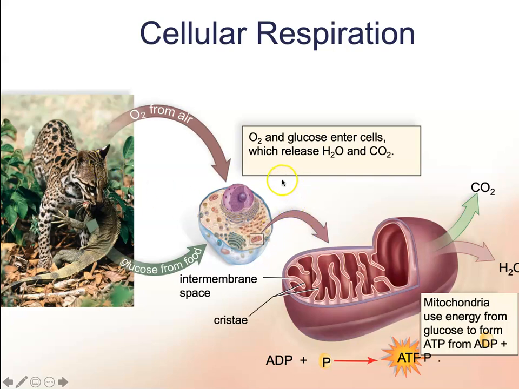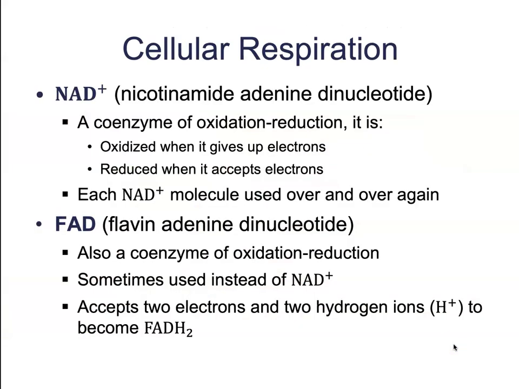Once inside the cell, they're going to diffuse over to the mitochondria, where cellular respiration is going to occur. Carbon dioxide and water are going to be released as glucose breaks down in the mitochondria to provide the energy for ATP production. So here's just a really great summary slide that shows oxygen comes in, glucose comes in, carbon dioxide and water come out, and we are ultimately producing large amounts of ATP.